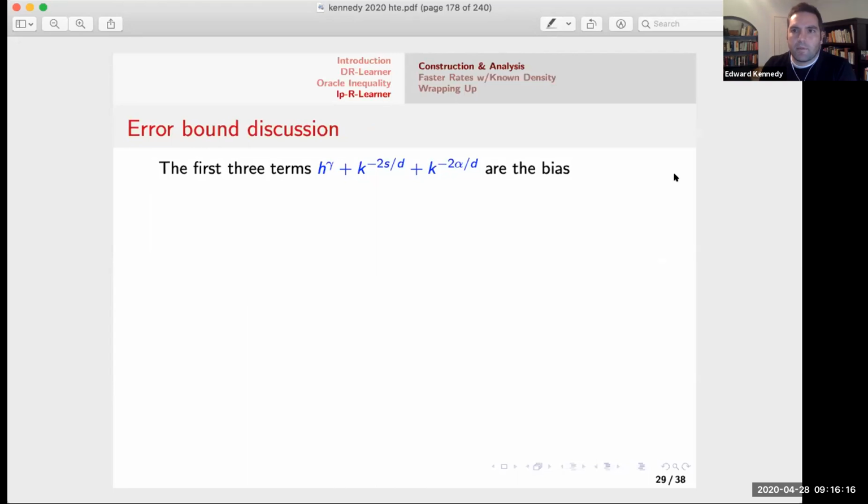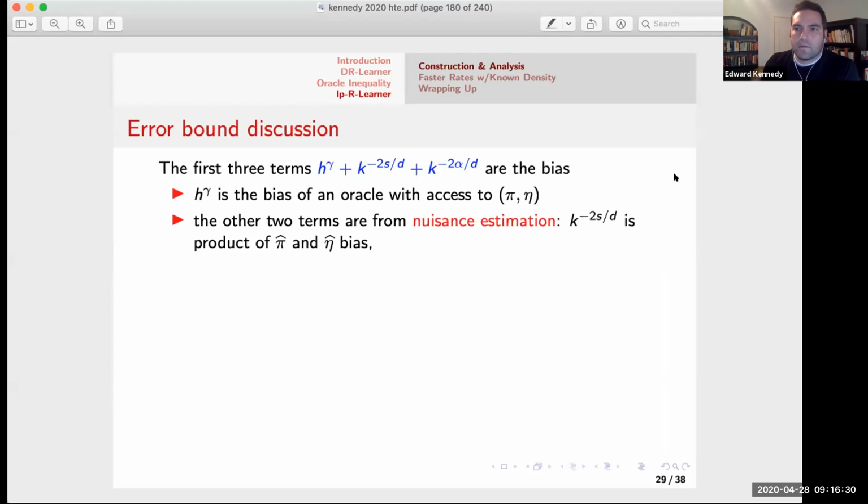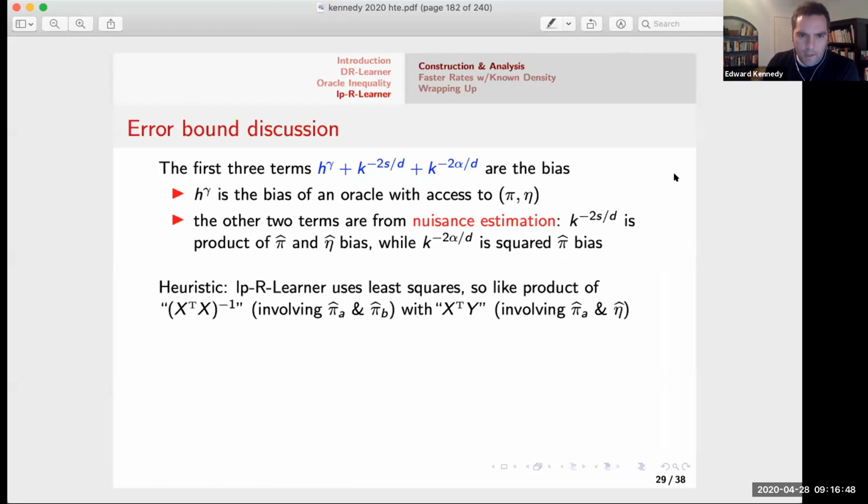Okay, so let's think about the bias. The bias has 3 terms. The first term, h to the gamma, is just the oracle bias. It's the bias you'd get even if you did a nonparametric regression of the actual potential outcomes on X. We're never going to be able to get away from that. The other 2 terms are the ones that come from the nuisance estimation, so they involve k. The first one is the product of the biases for estimating the propensity score and the regression function. That's k to the minus 2s over d. The second one is the squared bias for estimating the propensity score. And this is sort of what you should expect actually to get here.